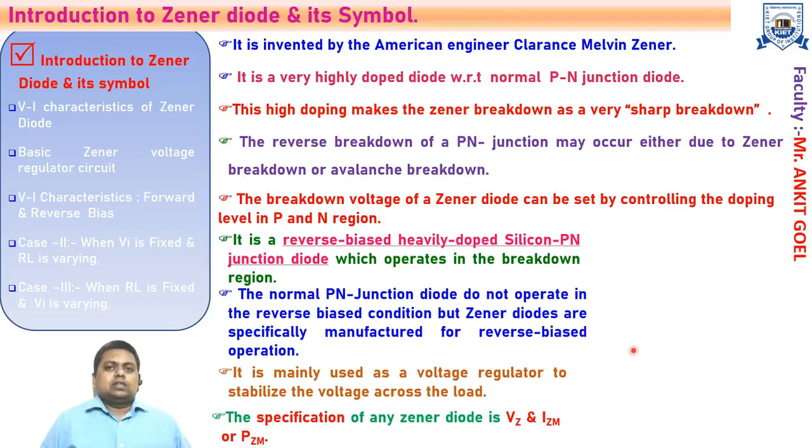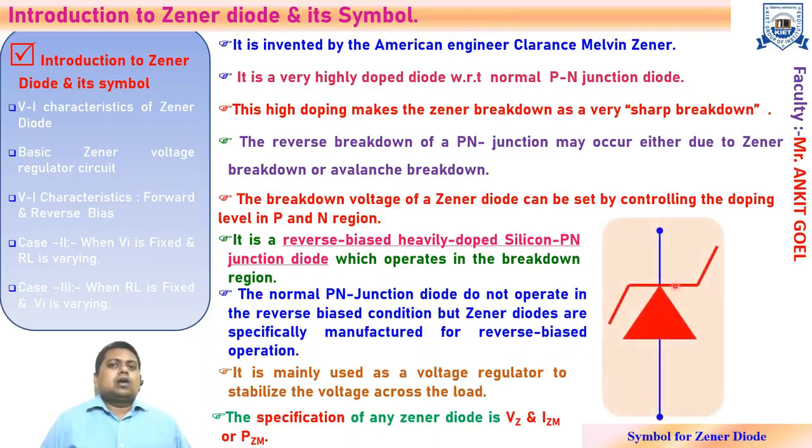So let's start with the symbol. This is the symbol of the Zener diode, in which this is called the cathode terminal and this is called the anode terminal. This Zener diode has the specification VZ, and I have taken PZM as the second specification. You can calculate IZM from these two also.